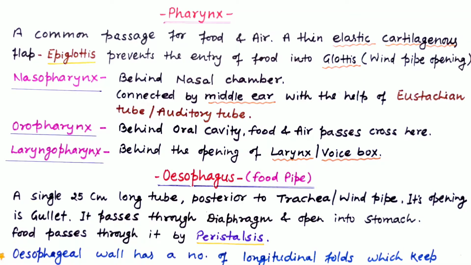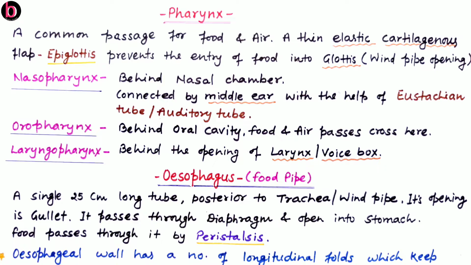Hello friends, in this video lecture we will discuss about pharynx, esophagus as well as stomach. In previous video lecture we already discussed about the first part of alimentary canal, that was mouth. In mouth we discussed about vestibule, about buccal cavity, about tongue, teeth and palate. Now here this is about the next one, that is pharynx.